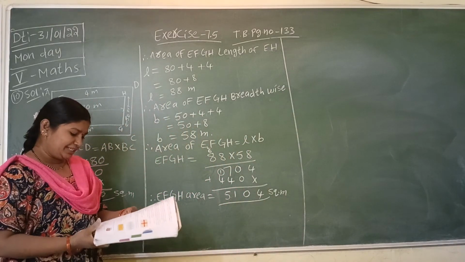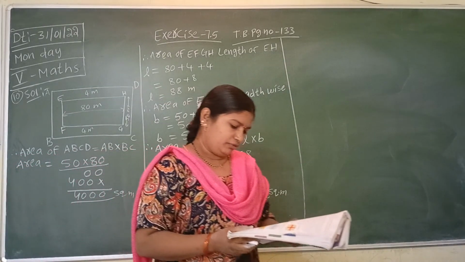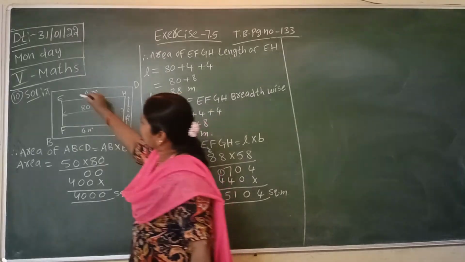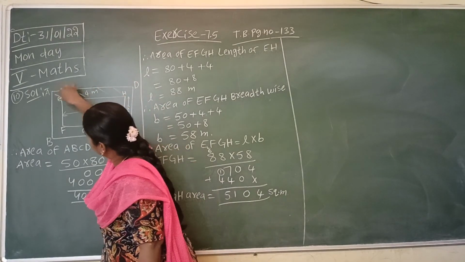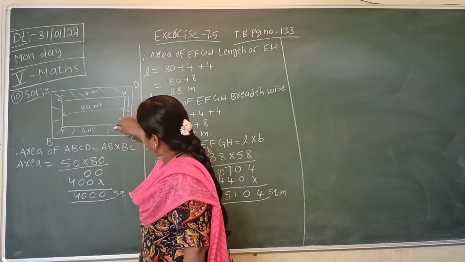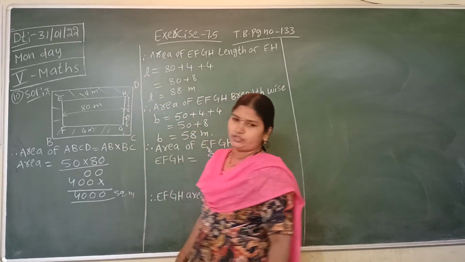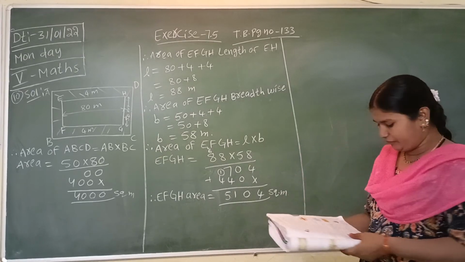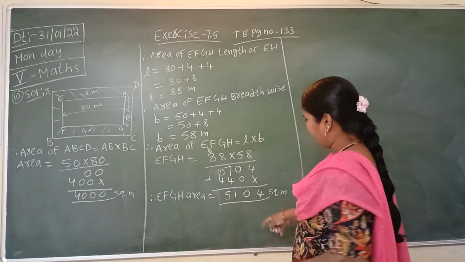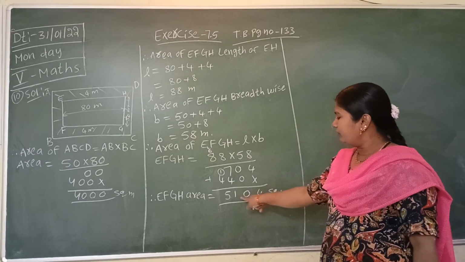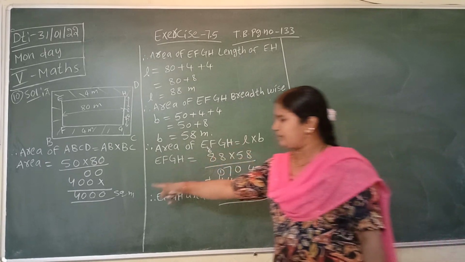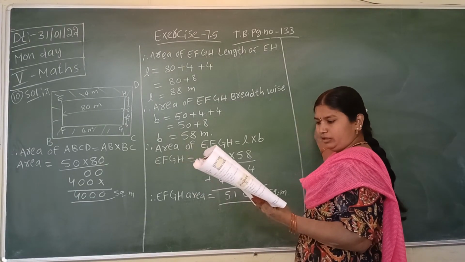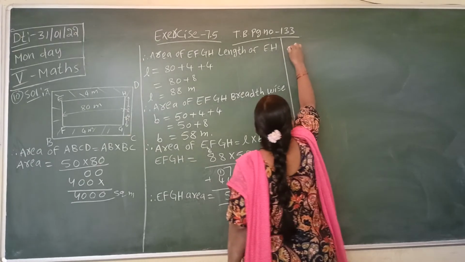And what are they asking in the question? Find the area of the path. Find the area of the path means this one they are asking. So, what do you have to do? You have to do the subtraction from this given value. What is the actual value here? EFGH area, 5104. You have to subtract this value. Therefore, in the question what are they asking? Area of the path.